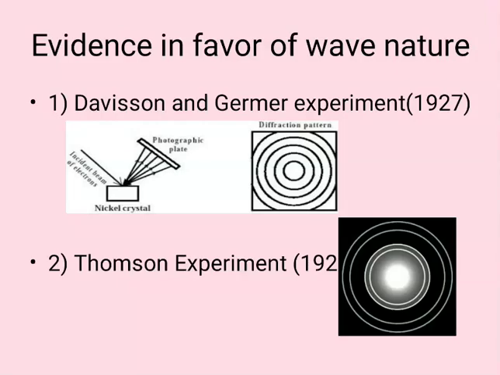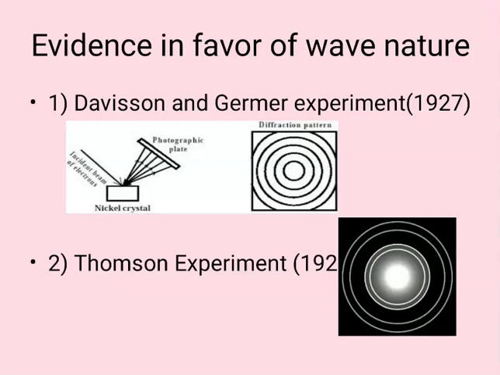Then these highly accelerated electrons were allowed to strike a sample of nickel. When they strike the nickel crystal and the pattern was observed on the photographic film, we got concentric circles. Concentric circles means dark and bright rings, called diffraction rings, were observed on the photographic plate.